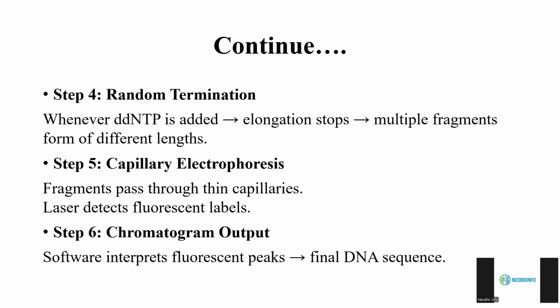magnesium, etc. are used. And the fourth step, random termination occurs. Whenever a ddNTP is added, the elongation stops and we get multiple fragments of different lengths. And the fifth step, capillary electrophoresis.